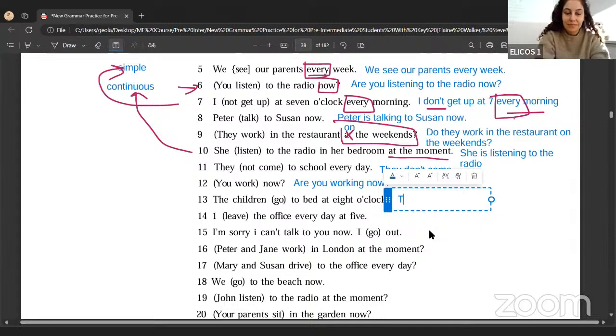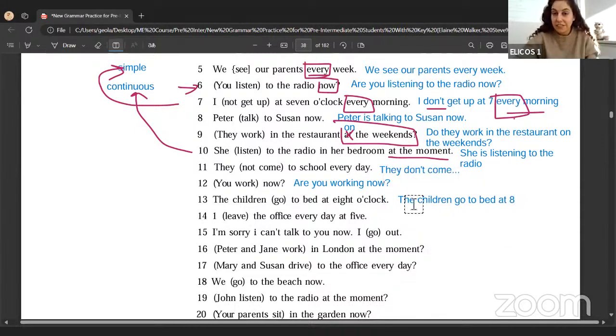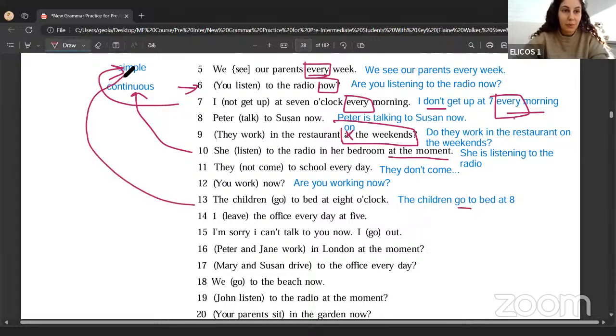13, the children go to bed at 8 o'clock. Sounds like a routine. The children go to bed. So it was the simple. They go to bed at 8 because I'm telling you a routine of theirs. This is what they do, not just now at the moment, but every night. So really this would have every night. The children go to bed at 8. It's a simple because it's talking about their routine. So simple.